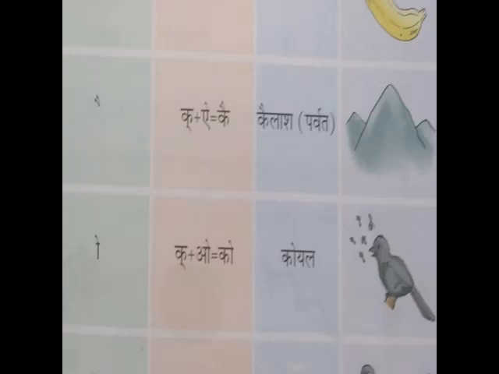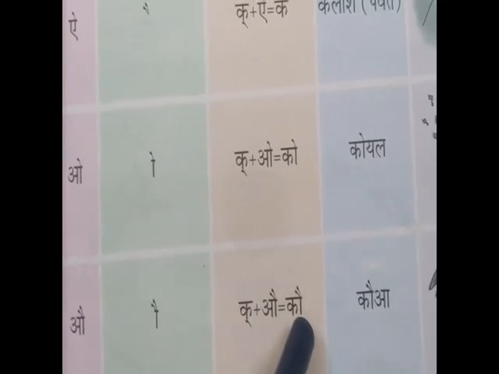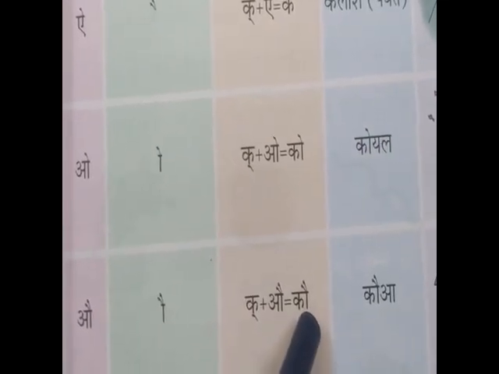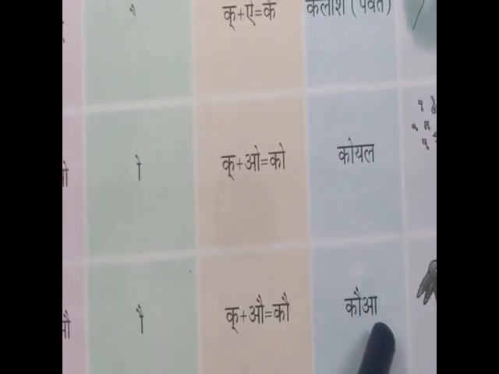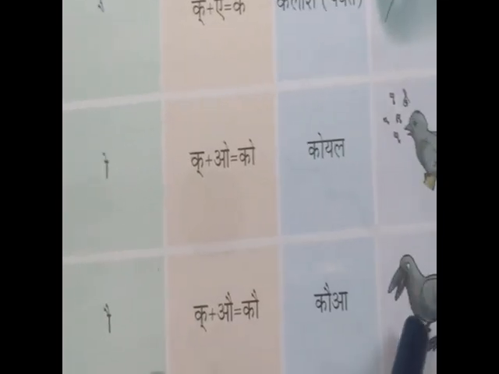Next one is ow. What is this? Ow ki matra. Here it is one matra, here it is two matra. Okay. So K plus ow is kow. Kawwa. Kawwa is crow.